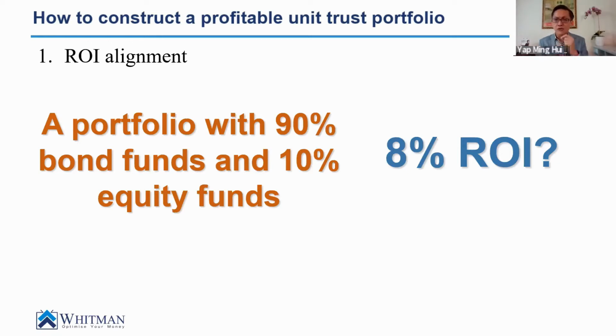And in order for you to achieve 8% annualized return, what you need to do is to construct an investment portfolio, maybe having at least 50% in equity, or maybe 60% in equity fund and maybe 40% in bond fund. So by having a portfolio like that, your chances of achieving the target return is much higher. So the benefit of making sure of the ROI alignment is that you will own a portfolio that will achieve your target return.